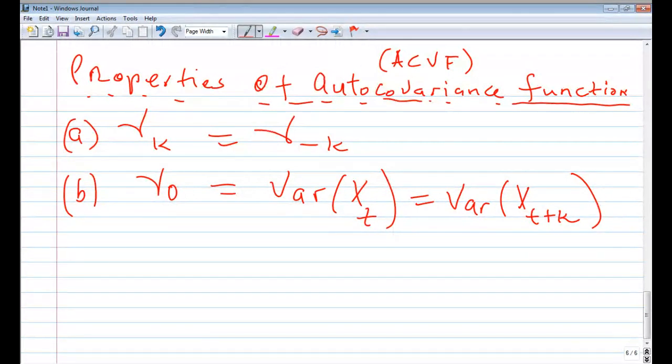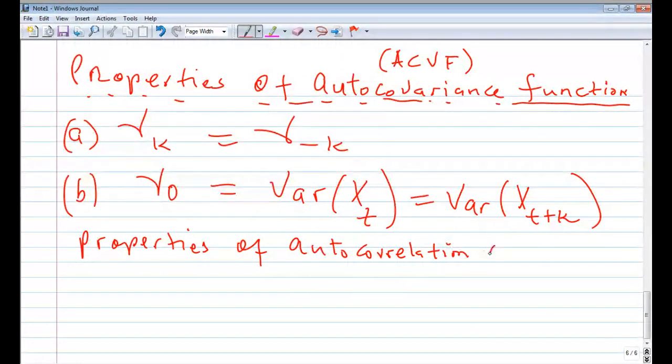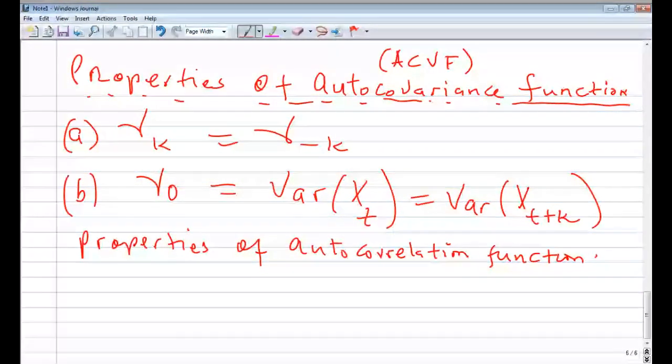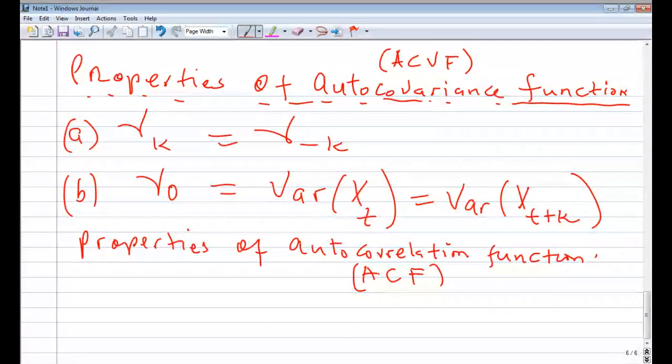So now there are two properties of autocovariance functions. Now let's go to the properties of autocorrelation functions. Autocorrelation function can be abbreviated as ACF. Remember, autocovariance function is ACVF. Autocorrelation function is ACF. So what are the properties of ACF or autocorrelation functions?